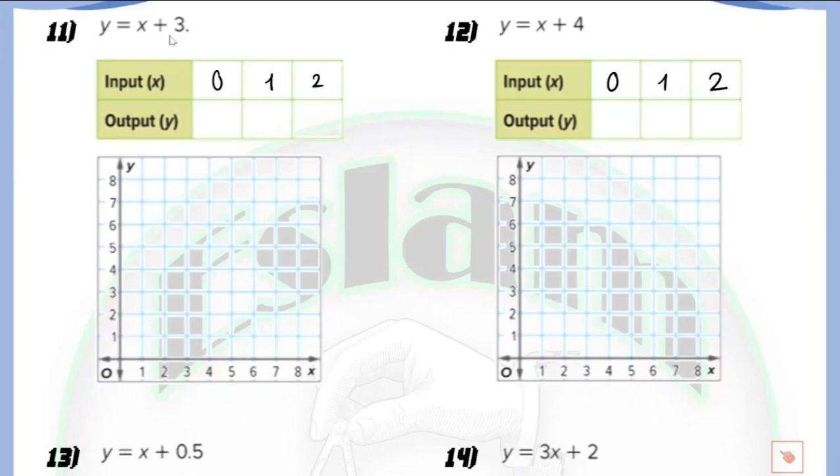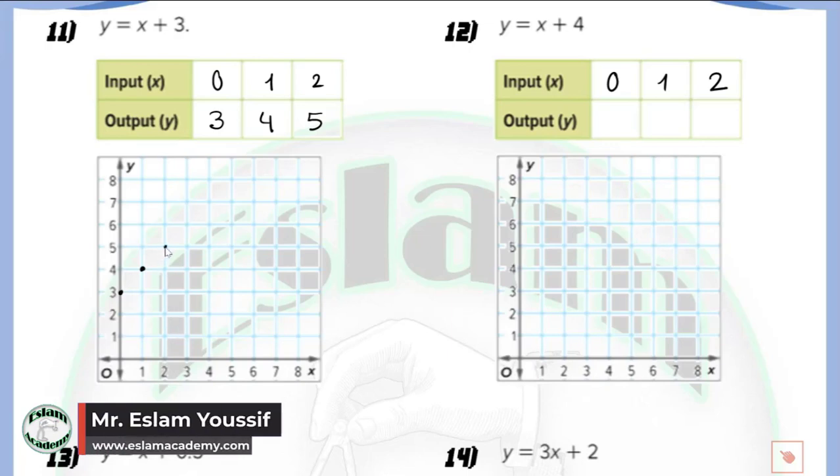Now we have here 0 plus 3 equals 3. 1 plus 3 equals 4. 2 plus 3 equals 5. 0 and 3, so it will be 0, then going up 3. 1 and 4, going to the right 1, then going up 4. 2 and 5, going to the right 2 and going up 5.